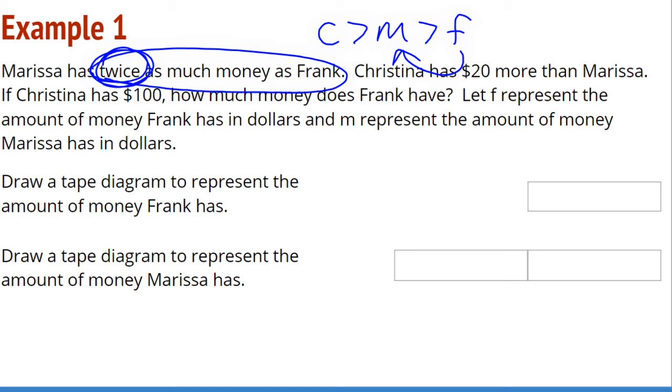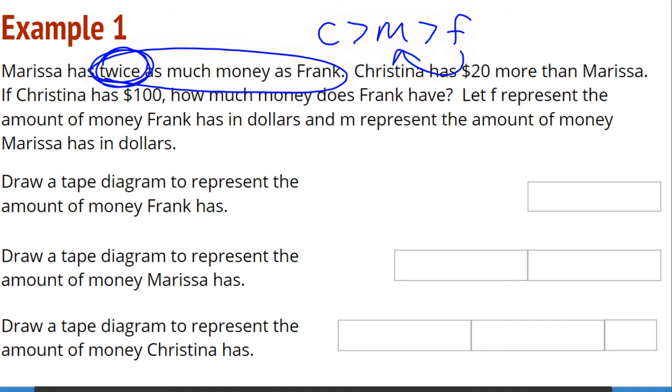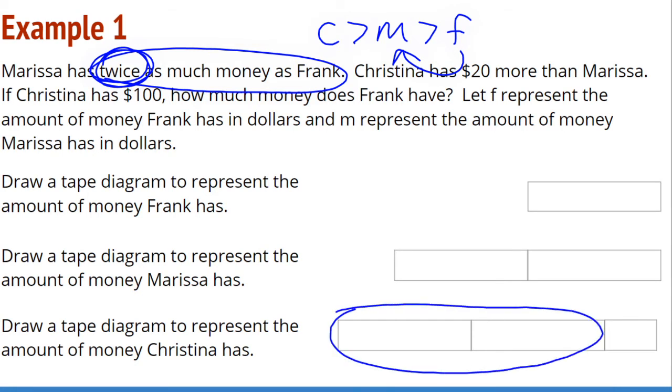Now it says Christina, who has the most, has 20 more than Marissa. So Christina has everything that Marissa has plus an additional 20. So I'm going to draw these two plus another little box on the side here so that I can add 20 on for Christina. So here are my two for Marissa plus the 20 more that Christina has.